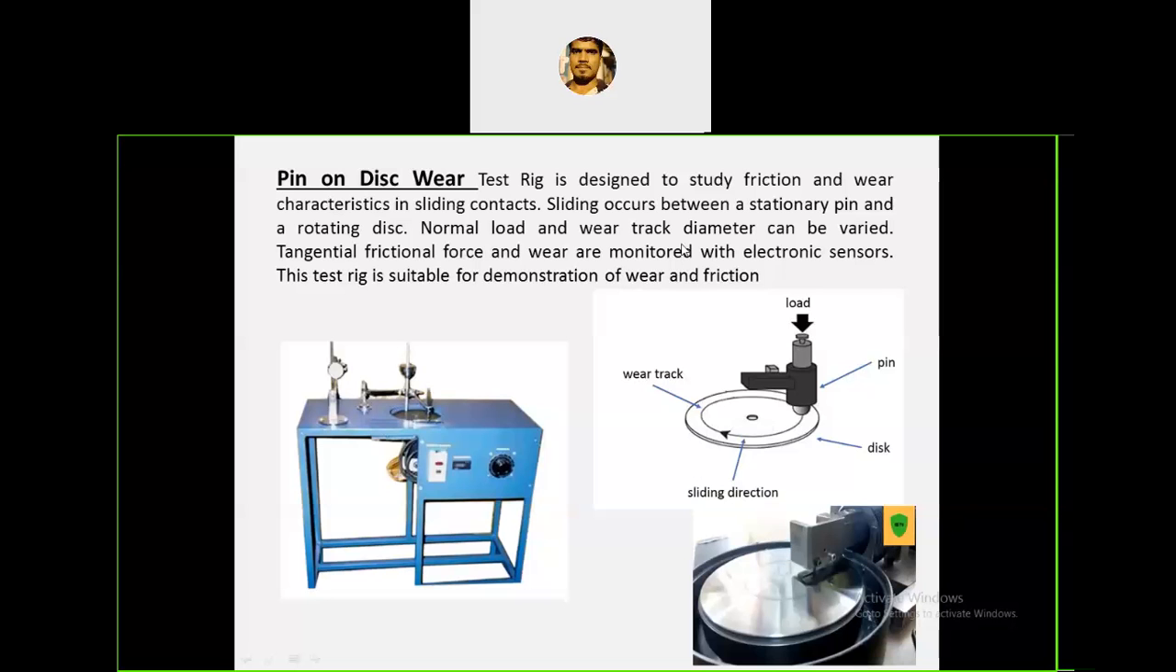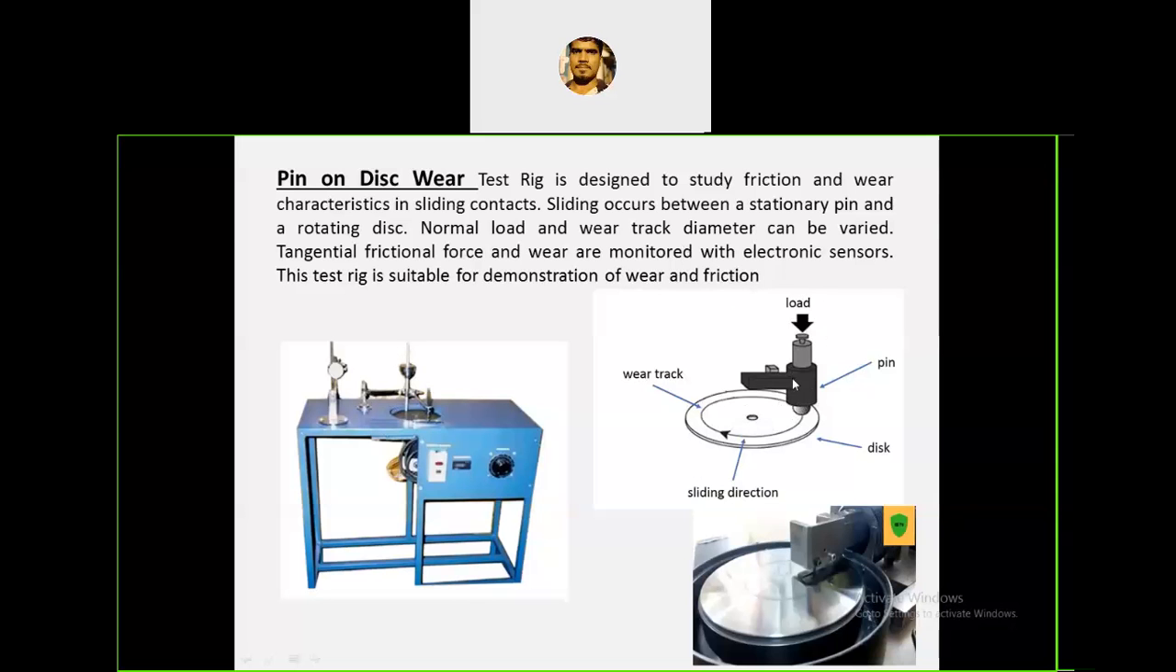So take that specimen to the measuring device and check it in grams. Let us assume the weight of the specimen is 304 grams. It is 304 grams before going to conduct the test. Note down the initial weight. Next, the specimen is placed in the pin.